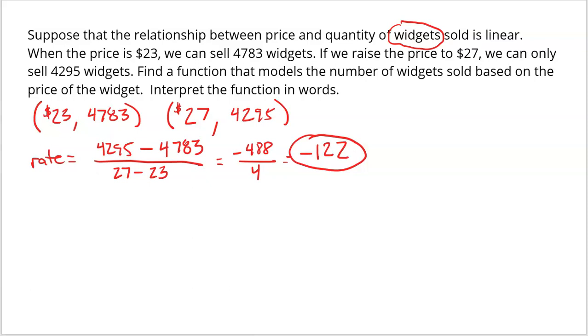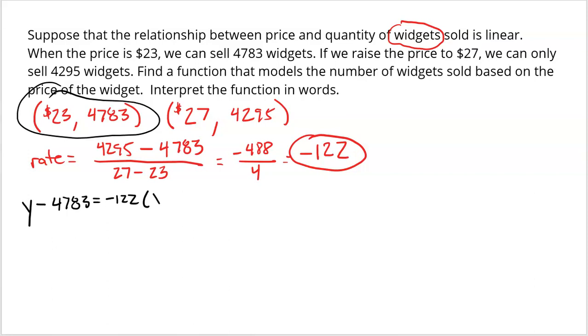So now the thing I've got to do is create that equation, right? So to create the equation, you guys know my favorite is point-slope form. So I'm going to choose either one of these. It really does not matter. I'm going to choose the first one. Should get the same thing no matter what. So y minus my y value equals my slope of negative 122 times x minus my x value.